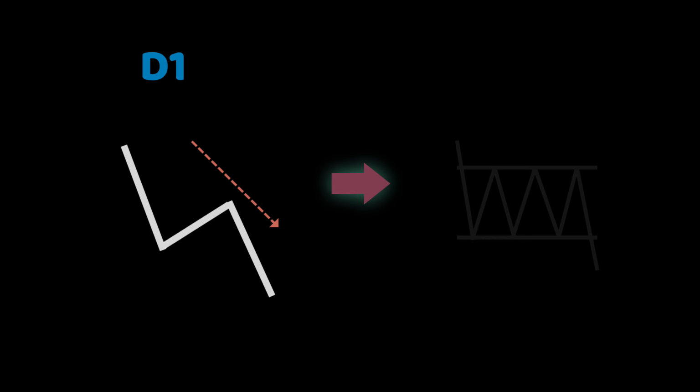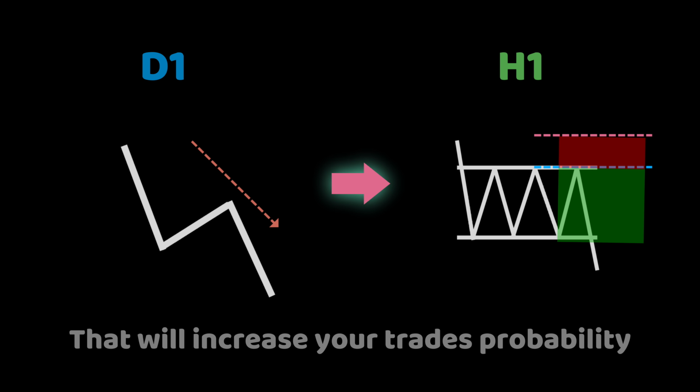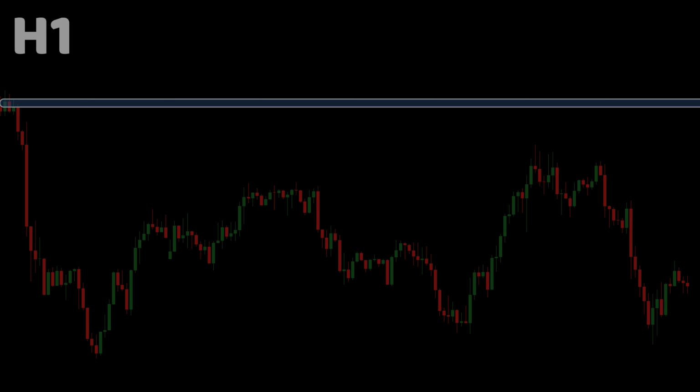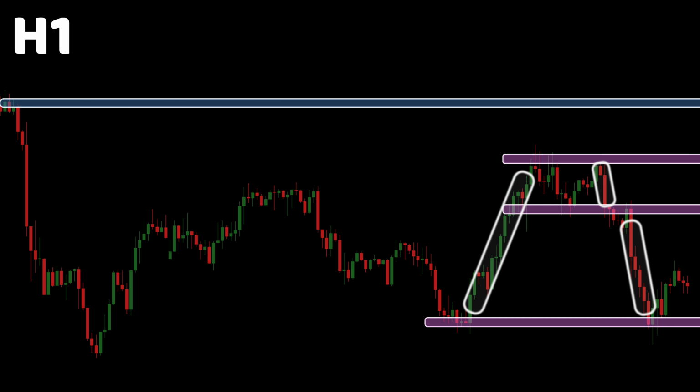For example, if the daily time frame immediate trend direction is down, then that means that you should take the short trades here in 1 hour time frame. That will increase the probability of your trades without you doing anything extra. Also here you draw your 1 hour time frame key level so that you know which areas are going to give your trades some challenges.